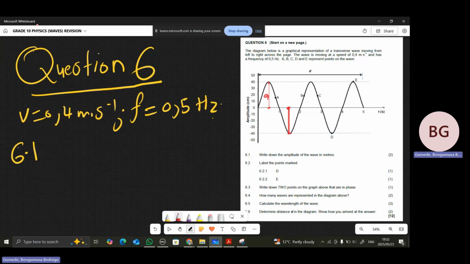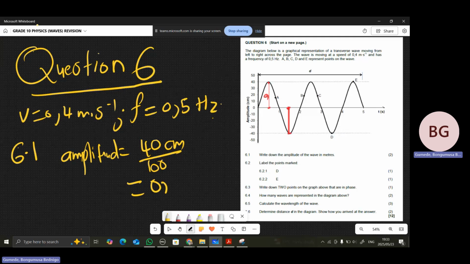We can see that this is 40. You can say amplitude. Let me use yellow. Amplitude is 40 centimeters, but they want their answer in meters. So we are going to divide by 100, which is going to give us 0.4 meters.